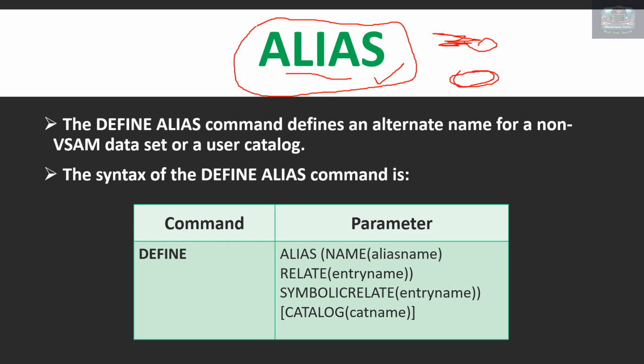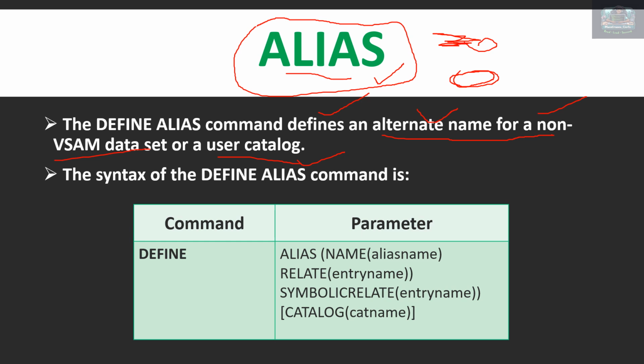So there are two types here. Means there are two types of definition for how we define an alias. First one is to a non-VSAM dataset, and another one is to a user catalog.